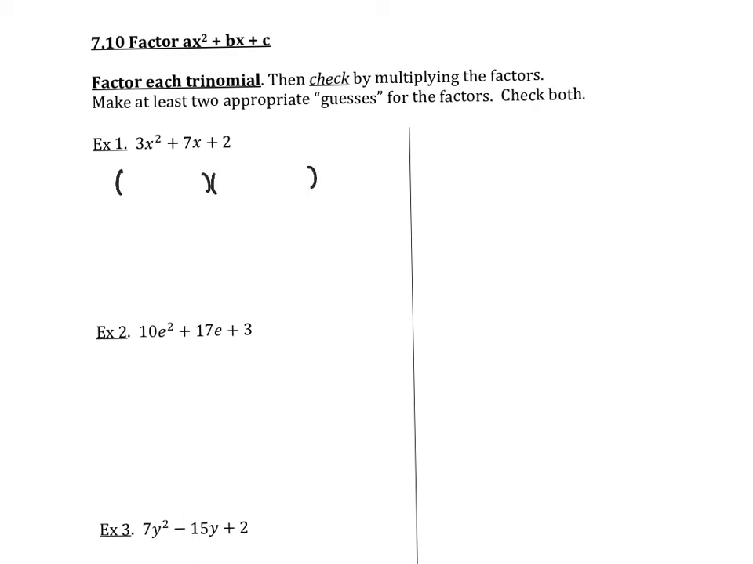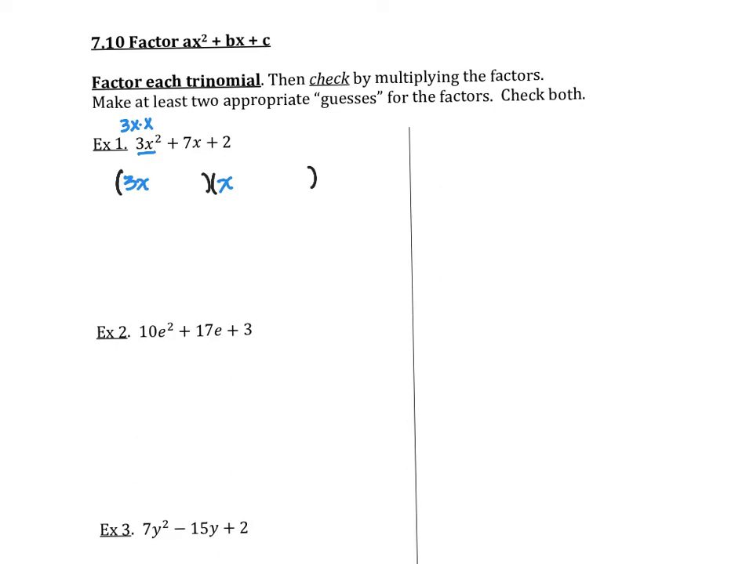Okay, so for the first one, it says 3x to the second plus 7x plus 2. So I'm going to look at the first term. It's 3x to the second. I have to think of 2 factors of 3x to the second. So what do I multiply to get 3x to the second? I could do 3x times x. Since I'm guessing, let's try that. 3x times x in the first spot. Or you could do 3x times 1x.